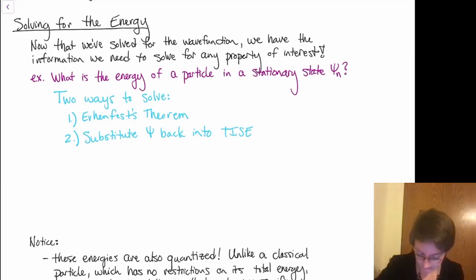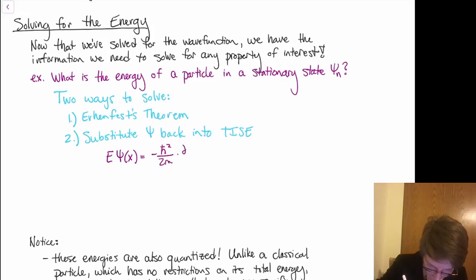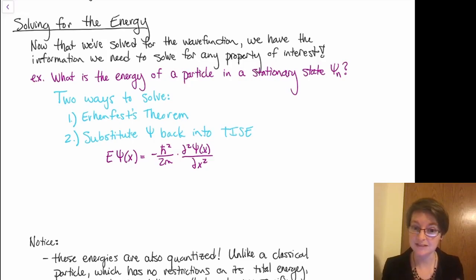So what I mean by that is we're going to take our time-independent Schrodinger equation: E psi of x is equal to negative h bar squared over 2m times the second derivative of the wave function with respect to x. And technically it should be a plus V of x times psi of x, but we know that the energy is going to be given by the potential being equal to 0. So we don't need to worry about that second term.